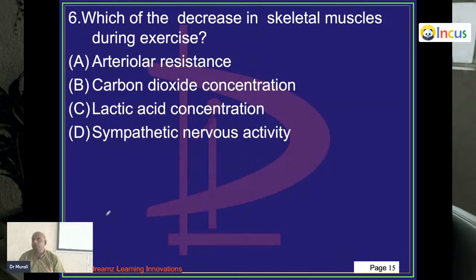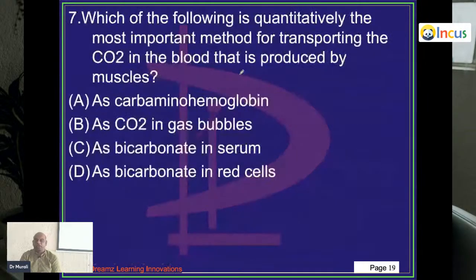Now, what happens when you are exercising your skeletal muscles? That leads to vasodilatation. Vasodilatation will decrease the total peripheral resistance. So, there is a decrease of the arteriolar resistance is what you need to remember.